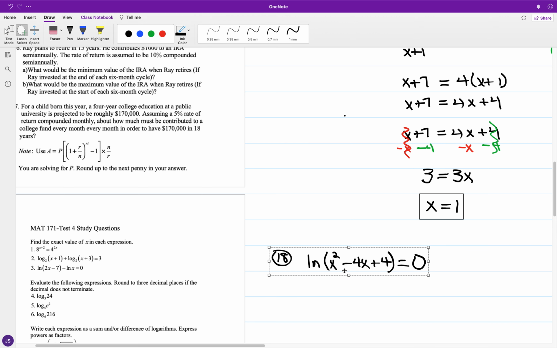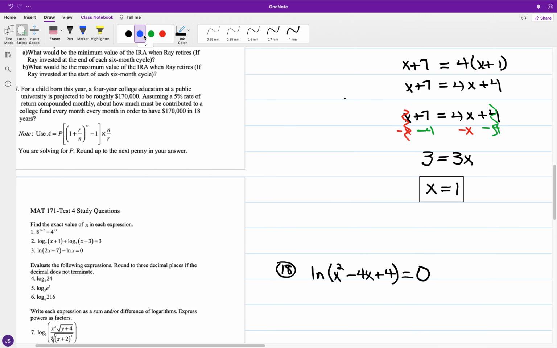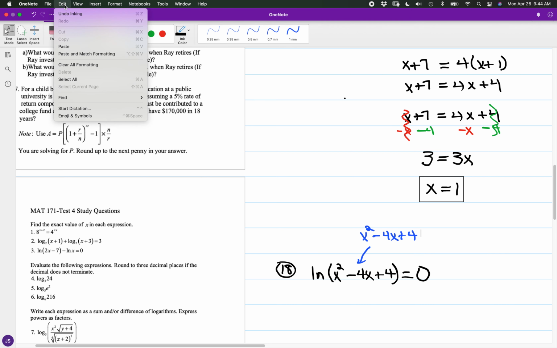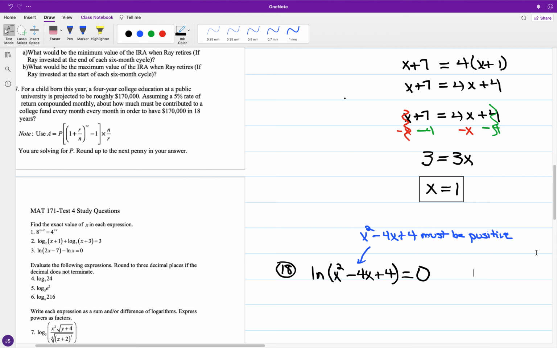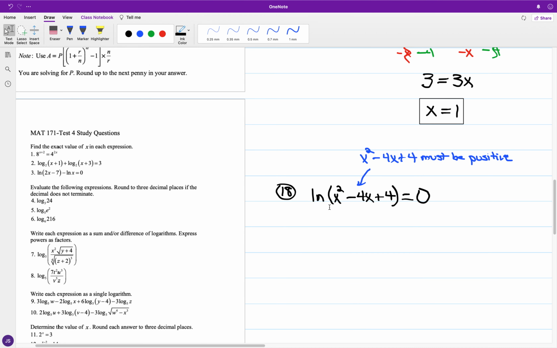And once again, with the attachment, whatever we have for x, the expression in the attachment again must be positive. Now we have the natural logarithm, and you don't have to write this out, but just spell out again that a natural logarithm is a base e logarithm.